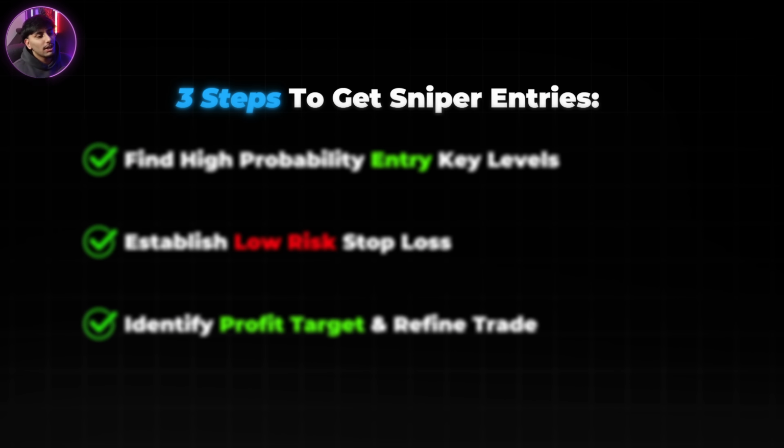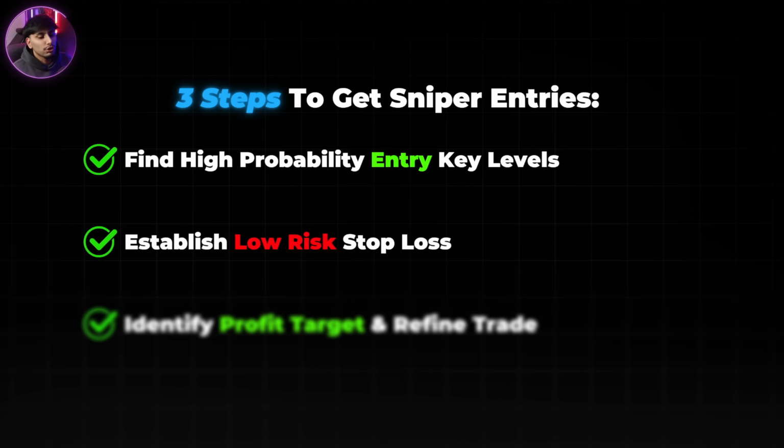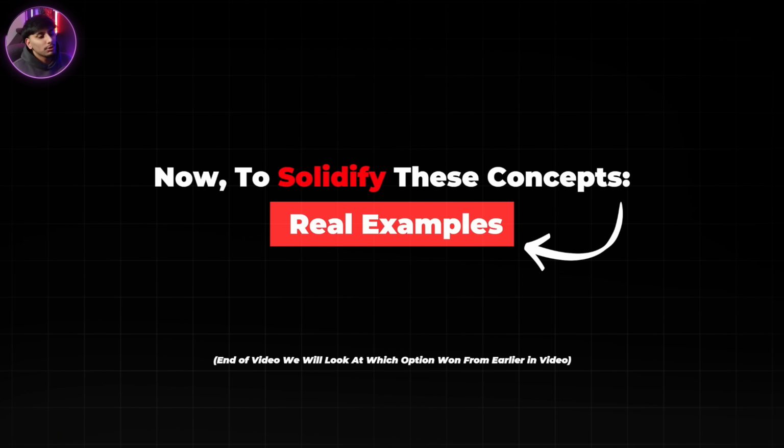So far in the video, we talked about the 3 steps to get sniper entries. We talked about high probability key levels. We talked about how to establish low risk stop losses. And finally, we were able to identify our profit targets and refine our trade. However, we need to solidify these concepts and look at a couple more examples so you can actually use this in your own trading to become profitable.